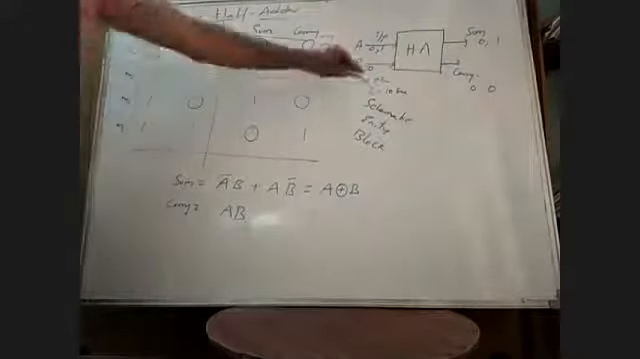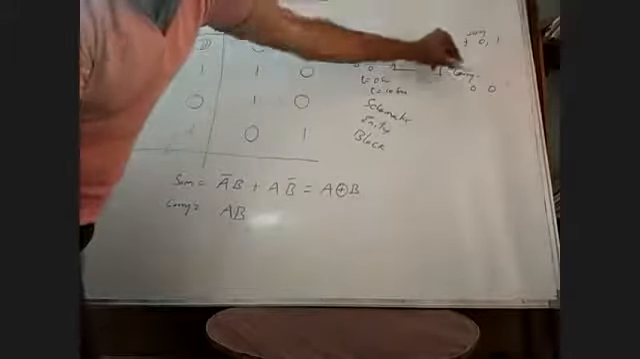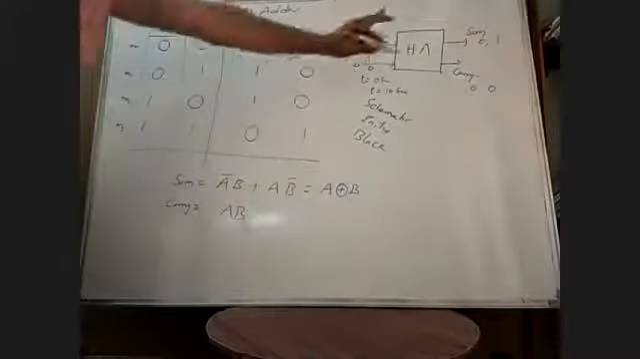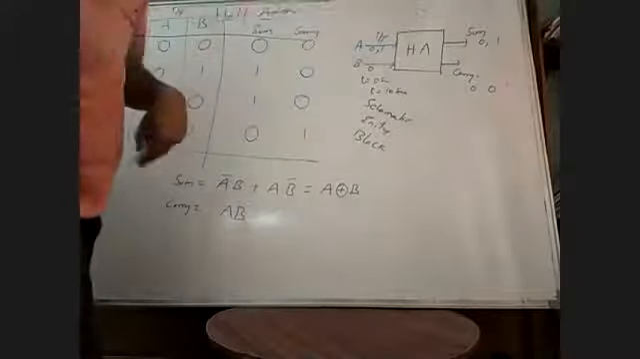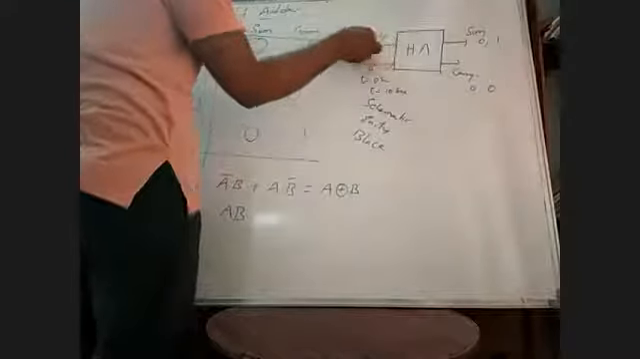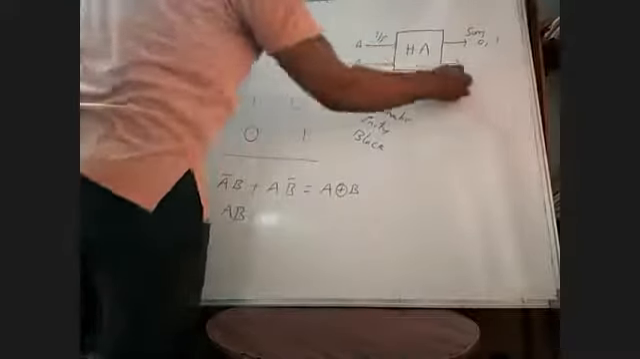After T equals 10 seconds, there is no previous data. What is the previous data? Sum 0, carry 0. This is overwritten. If I want to check the previous data, there is no memory. That's why we call these circuits combinational circuits, circuits with no memory.